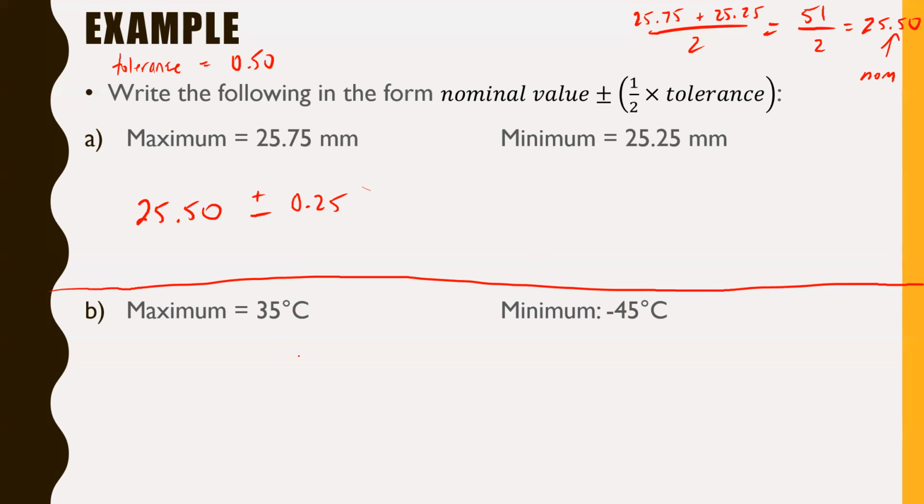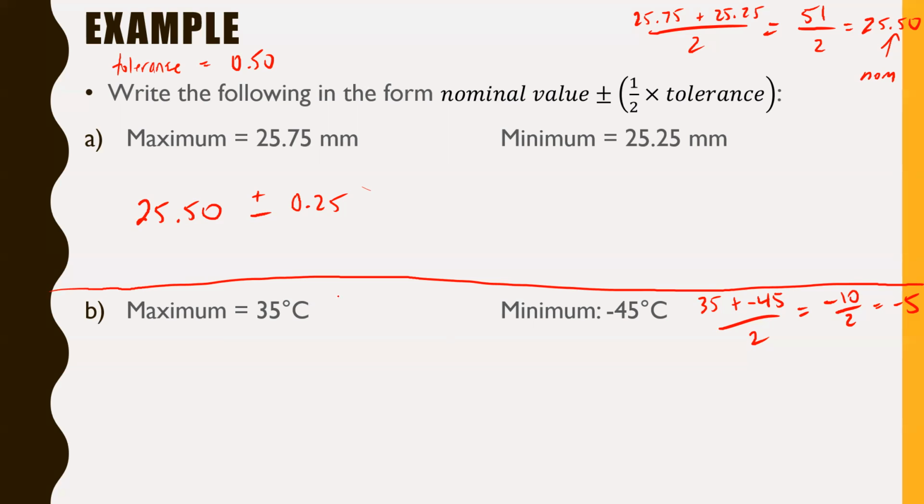Here's another one. Maybe this one will work a little bit better. This one's going to be a little more tricky because there's negative numbers in here. Maximum of 35 degrees Celsius, minimum of negative 45 degrees Celsius. Maybe this is our temperature range in the region where we live. Anyway, to find our nominal value, we just have to find the average between these two. So 35 plus negative 45 divided by 2. That's actually going to give me negative 10 divided by 2. Negative 10 divided by 2 is negative 5. So negative 5 would be our nominal value.